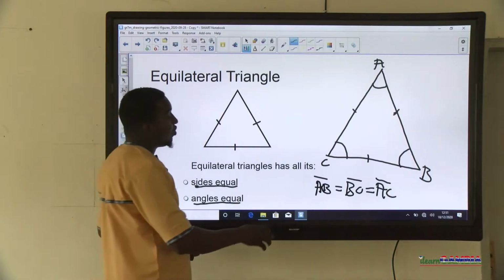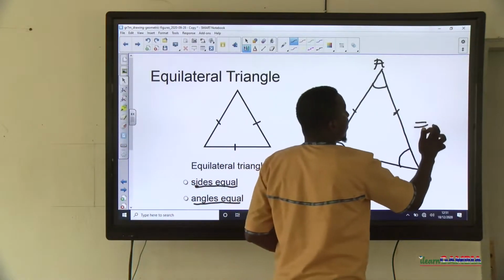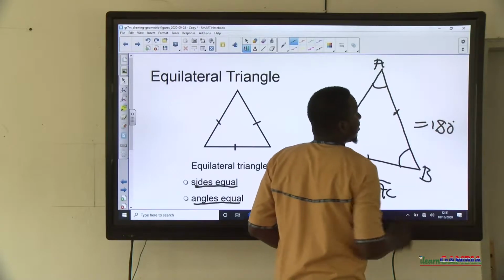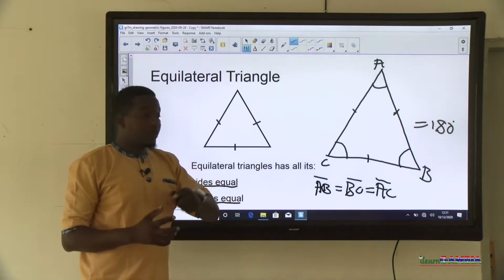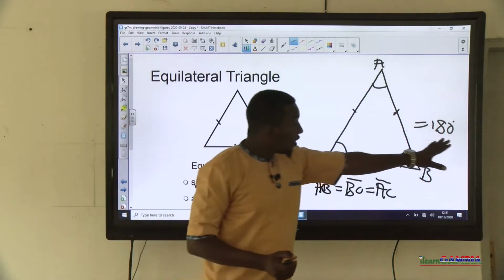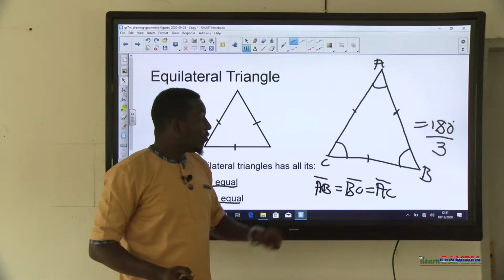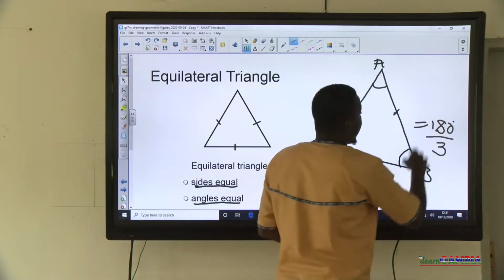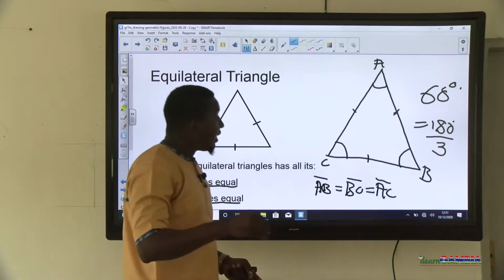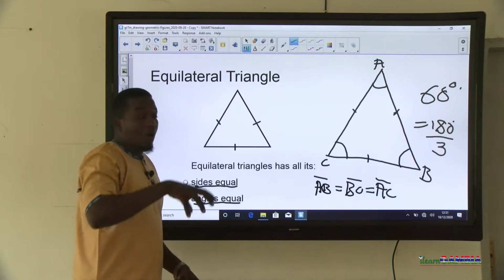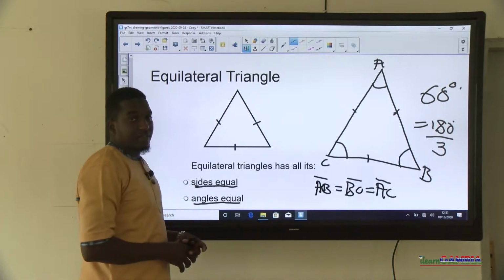Because we know that the sum of angles in every triangle is equal to 180 degrees. So if we have a triangle where all the angles are equal, it means we will have to divide 180 by 3. And 180 divided by 3 will give us 60 degrees. So in an equilateral triangle, all the angles are equal, and all the angles are equal to 60 degrees.